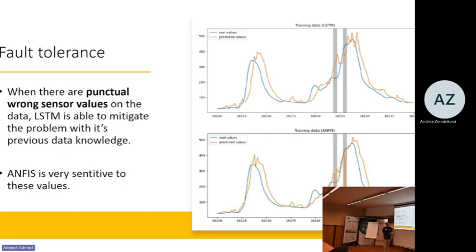Then we have other cases when we receive wrong input values. In the case of the ANFIS, as it only has the current data, it is very affected by noisy values. With LSTM, you can receive a noisy value, but the neural network is capable of noticing this is a noisy value and gives you a more reliable prediction, which is an interesting property.